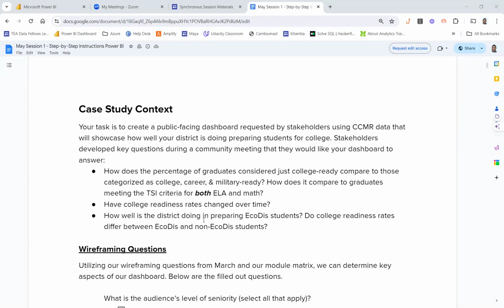How well is the district doing in preparing ECODIS students? Do college readiness rates differ between economically disadvantaged and non-economically disadvantaged students?